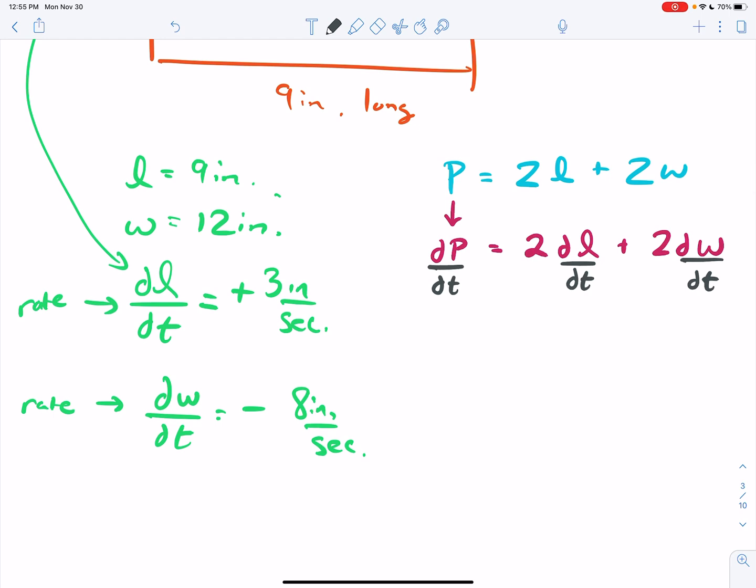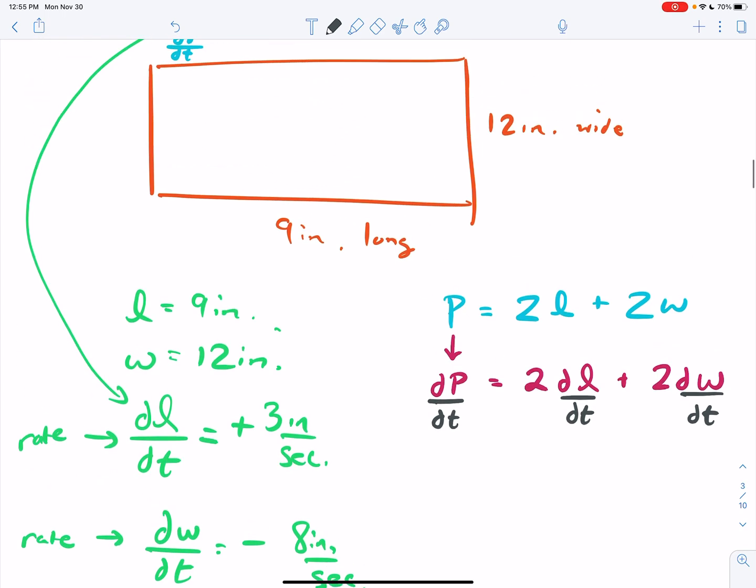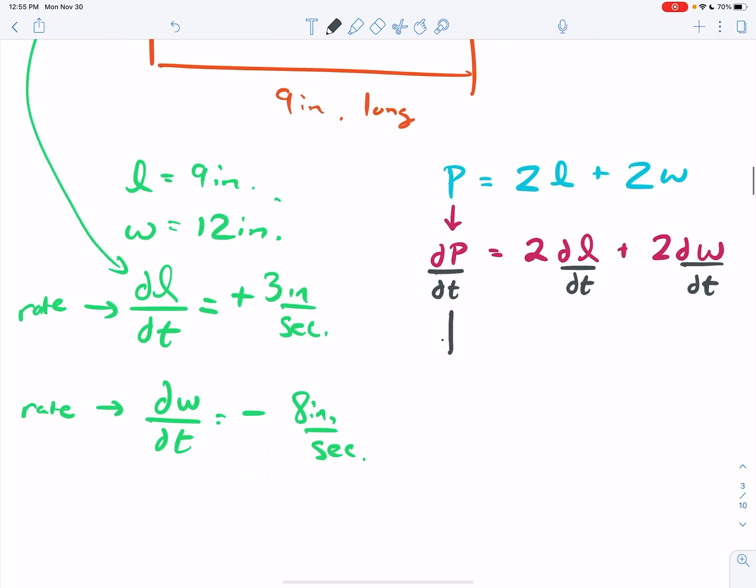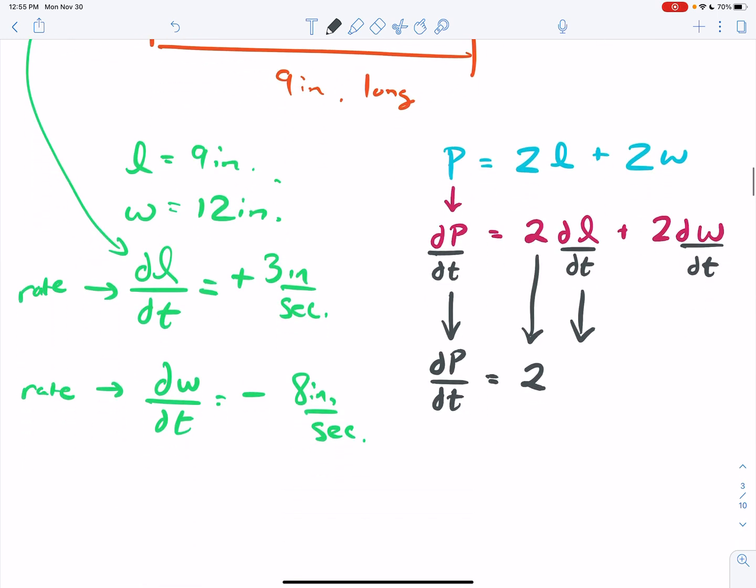Okay, so we just plug in what we know. We want to know what dP over dt is, so this is our unknown value. Let's plug everything in: 2, and dL over dt is positive 3 inches per second, plus 2, and dW over dt is negative 8 inches per second. This comes out to positive 6 minus 16, which is negative 10.